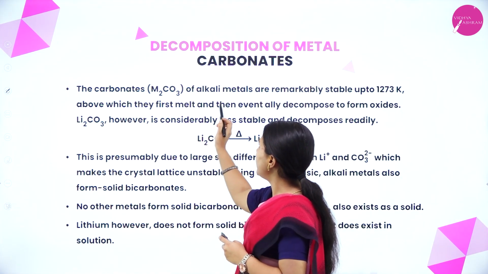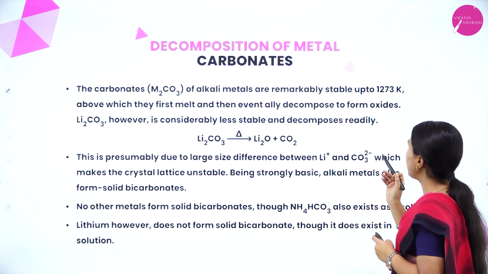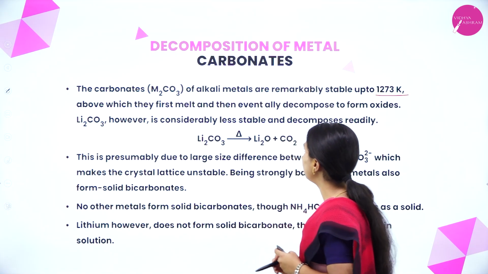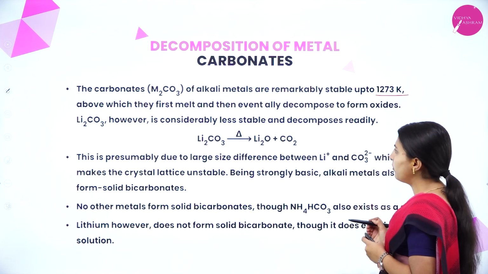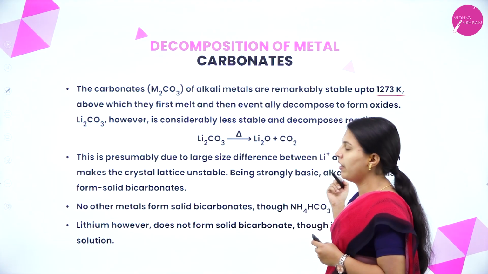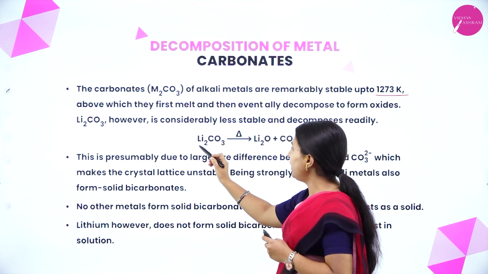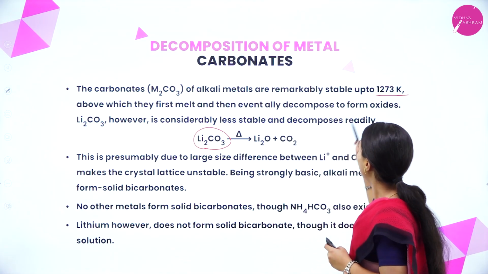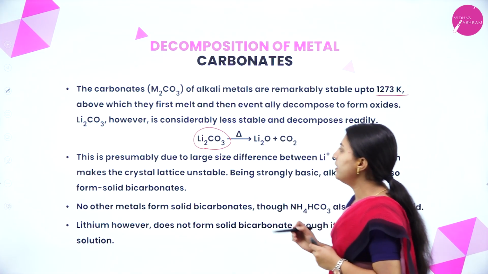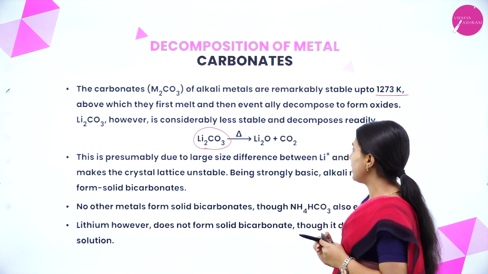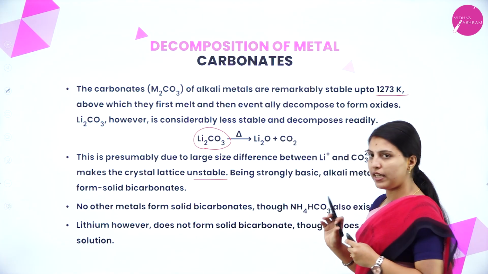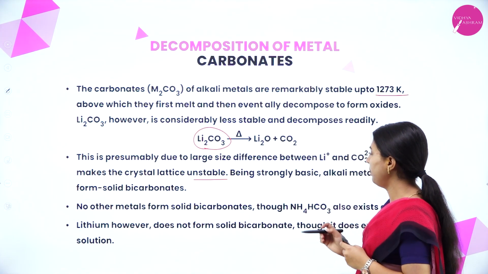carbonates. The carbonates of alkali metals are remarkably stable up to 1273 Kelvin, above which they first melt and eventually decompose to form oxides. Lithium carbonate, however, is considerably less stable and decomposes readily. Lithium carbonate will form lithium oxide plus carbon dioxide. This is presumably due to the large size difference between lithium and carbonate, which makes the crystal lattice unstable.